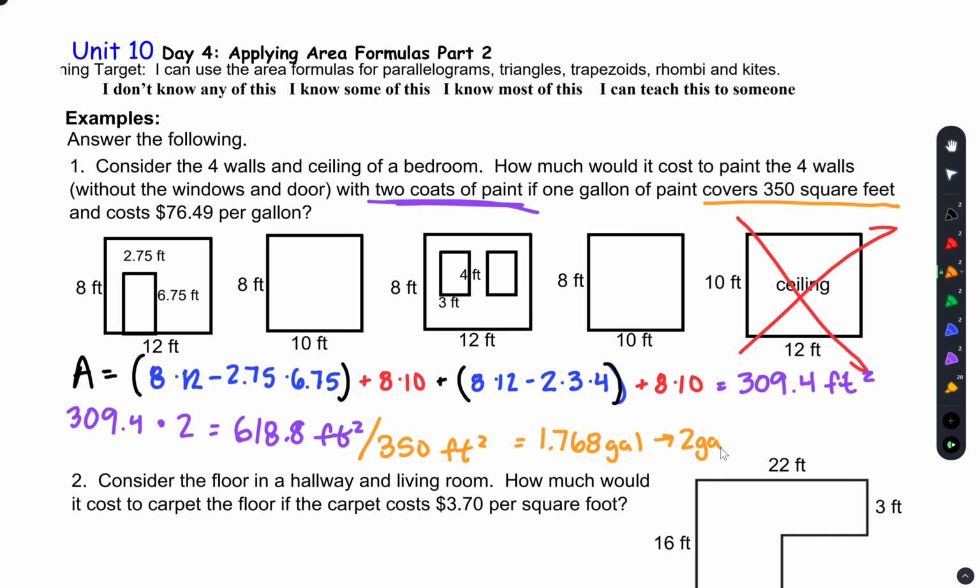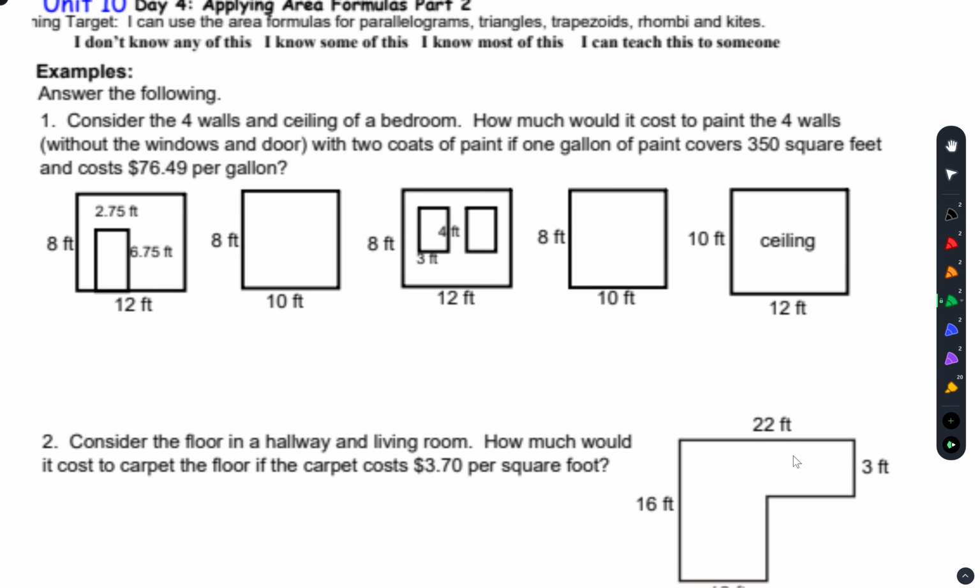Now we're almost done. Now I know that each gallon costs $76.49. I'm going to multiply that 2 gallons by $76.49 to end up with $152.98. That's a lot of work. Any questions on that, Dahlia?